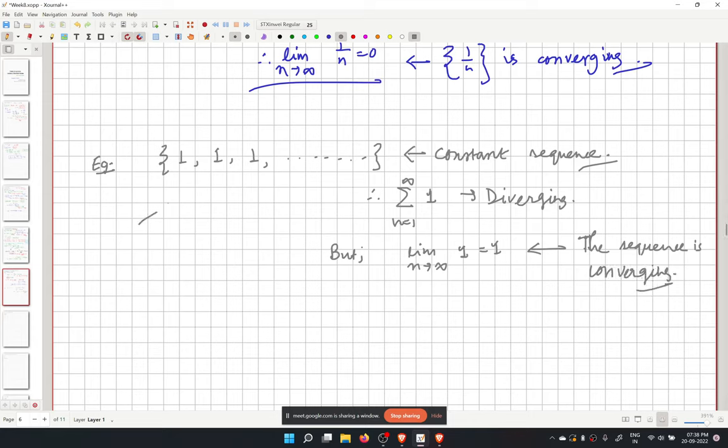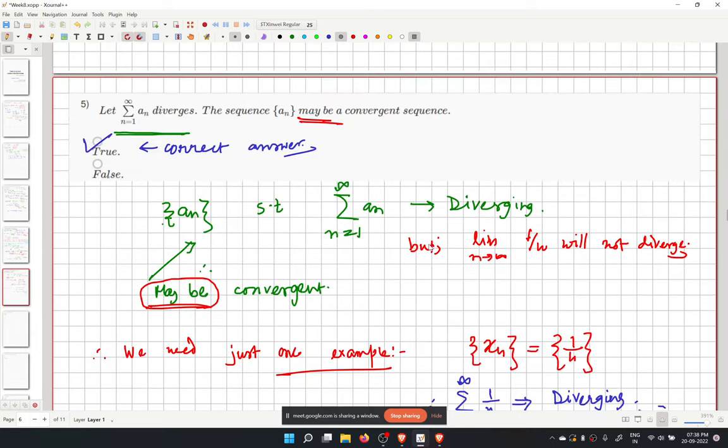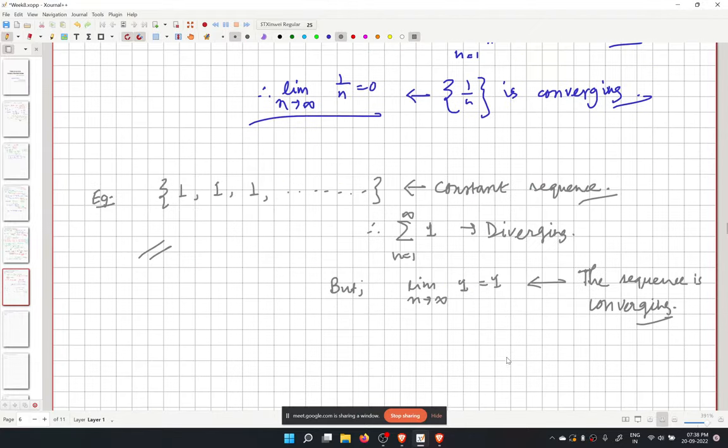So any constant sequence will be another set of examples to prove this statement, that even if the summation of a sequence diverges, the sequence may itself converge. So this is the true statement. Please let me know if you guys have any doubt. If not, we'll move to the next problem.